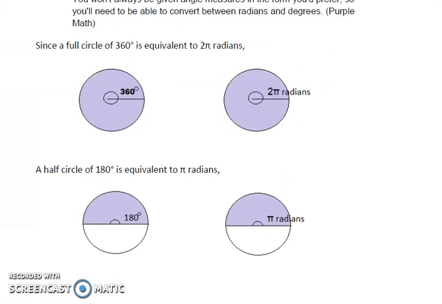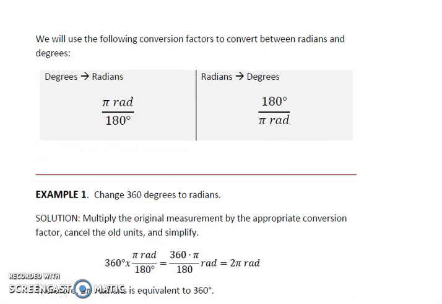Since a full circle of 360 degrees is equivalent to 2 pi radians, here's a picture. Since we have this true relationship, it also follows that half of a circle, which is 180 degrees, will be equivalent to half of 2 pi radians, or pi radians. So 180 degrees is equivalent to pi radians.